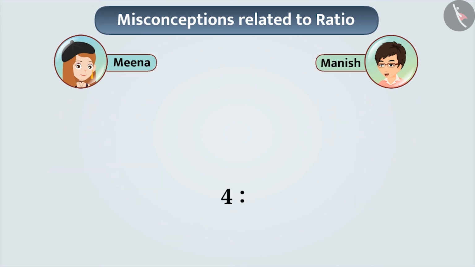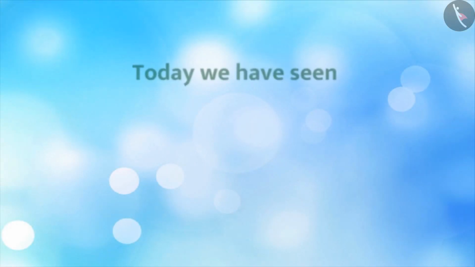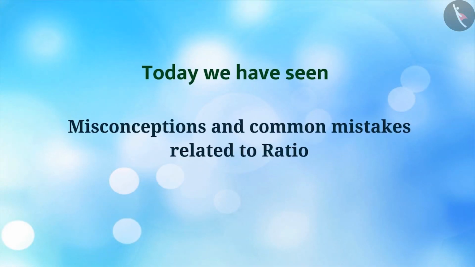The correct understanding is that the ratio 4:5 does not tell us about the number of toffees. Instead, it tells us the relation between Meena and Manish's toffees. Here, for every 4 toffees of Meena's, Manish has 5 toffees. Today, we have seen some misconceptions and common mistakes related to ratio.